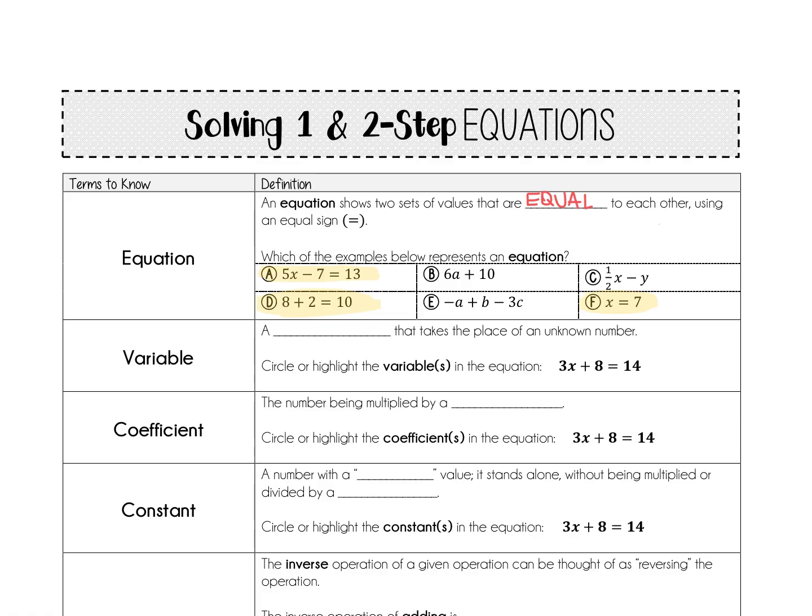Letters A, D, and F represent equations. Just as a reminder, if there is no equal sign, those are called expressions. So letters B, C, and E represent algebraic expressions.